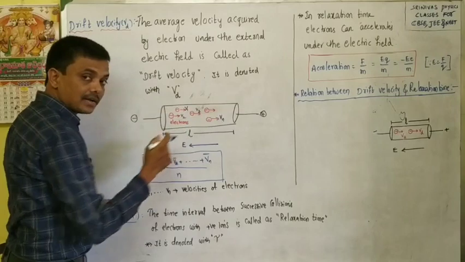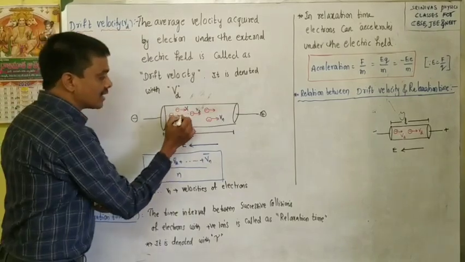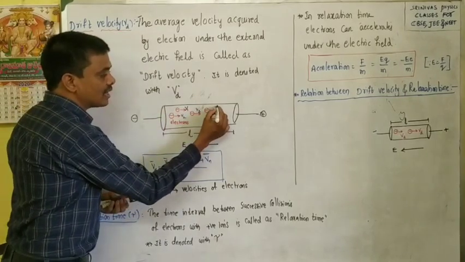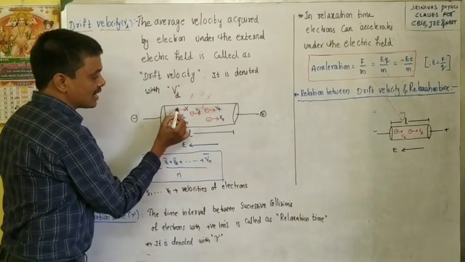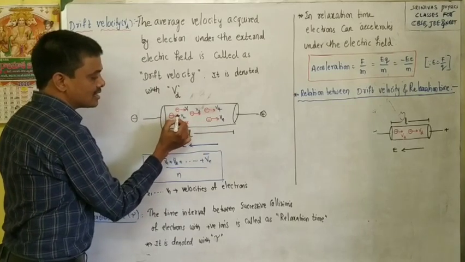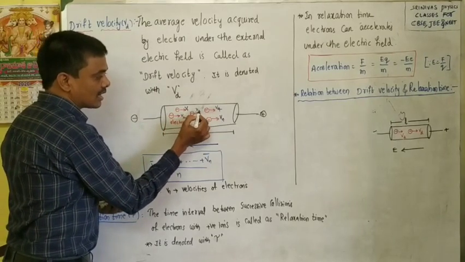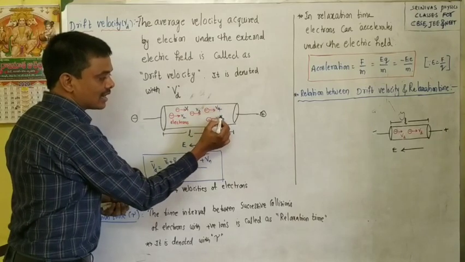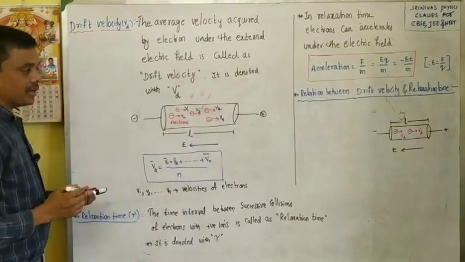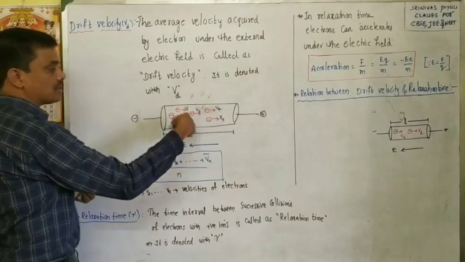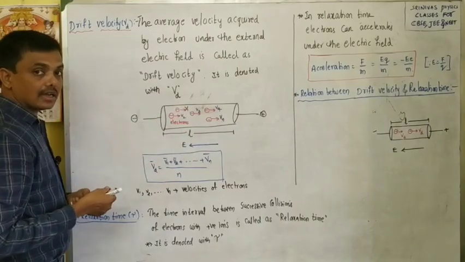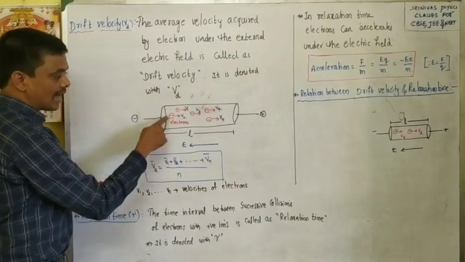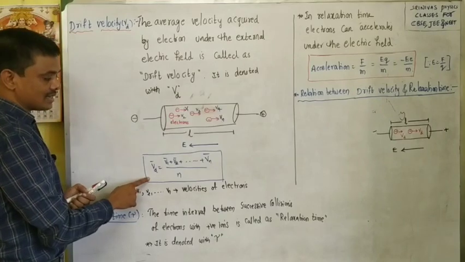Electrons go to the right side. Different electrons go with different velocities. For example, this electron has velocity v1, this electron has velocity v2, this electron has velocity v3 and this electron has velocity vn. Different electrons have different velocities under the electric field. Now their average velocity is called the drift velocity.